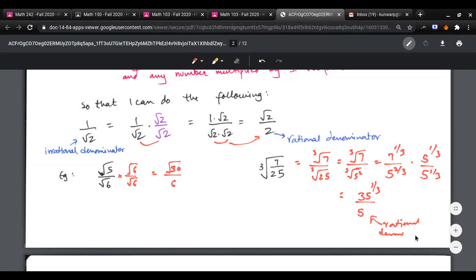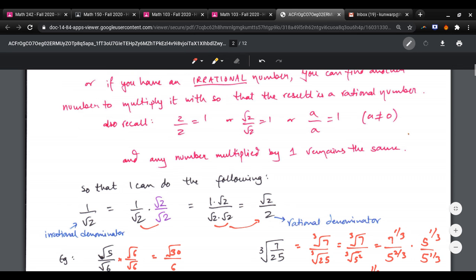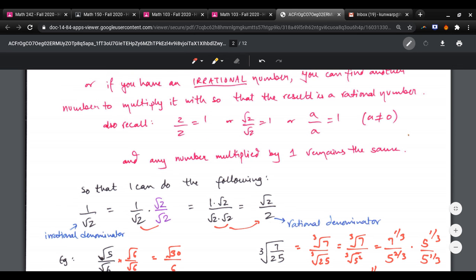All right, so far we looked at rationalizing the denominator where there is one term, and the idea was pretty simple. You know how to make a number rational by multiplying it with something, and then you multiply the numerator and denominator by the same thing, so you are not changing the value.